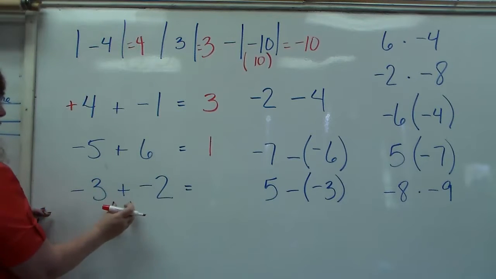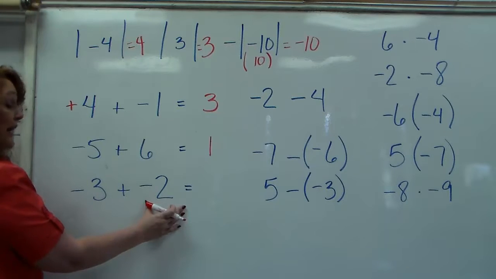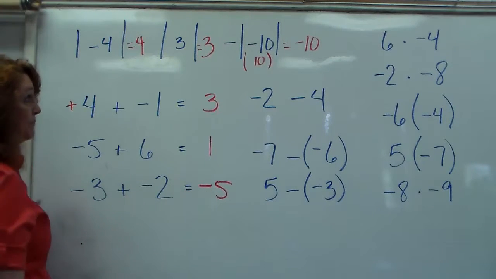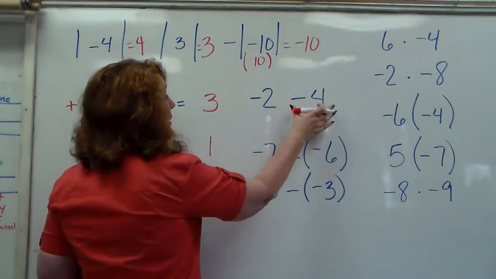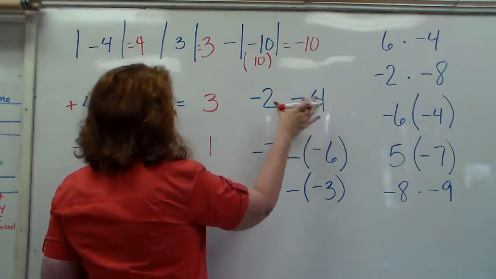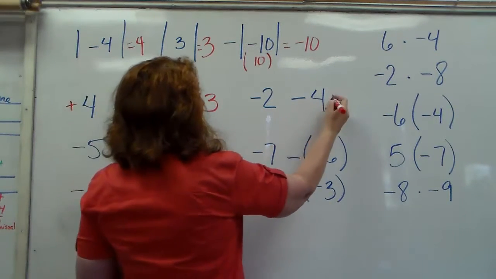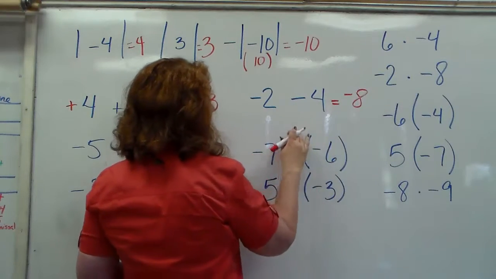A negative 3 that we're combining with a negative 2. These are the same signs, so we're going to add these, and again, the biggest one wins. Over here, we're subtracting. We have a negative 2 we're combining with a negative 4, so the signs are the same. We're going to add them, and that gives us 8 with the biggest one winning.